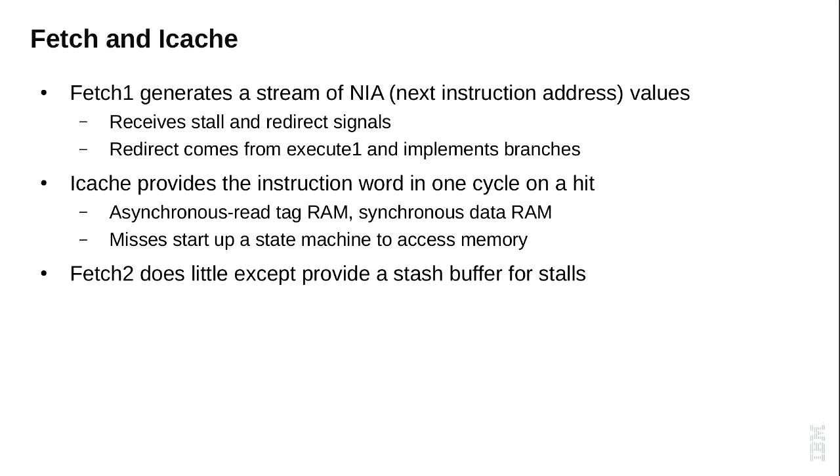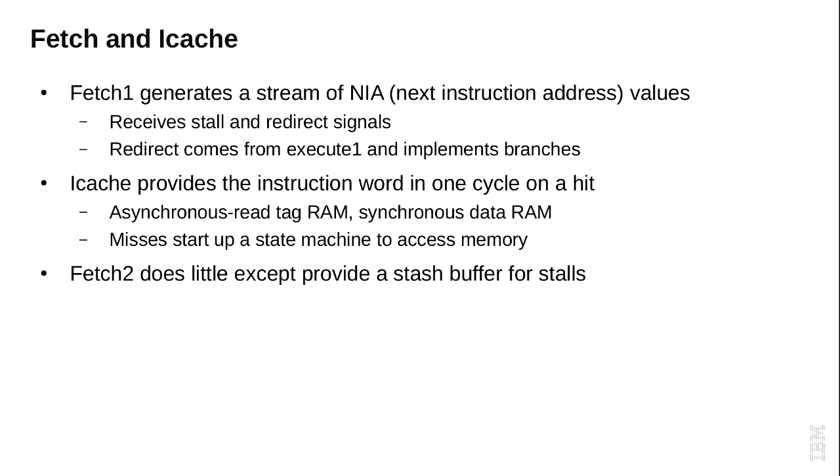So we can do one CPI, one cycle per instruction, as long as we're hitting in the iCache. If we miss, then there's a state machine that starts up and we send the stall signal back to fetch 1 to say, hang on a minute, and then iCache is going to send out requests to memory to reload the cache line, get the stuff back, then off we go.